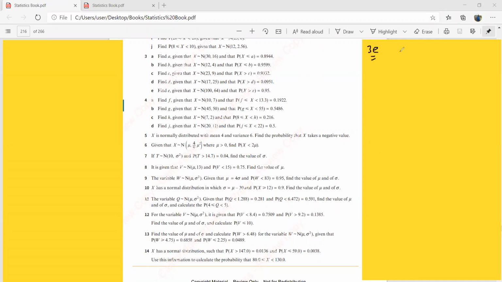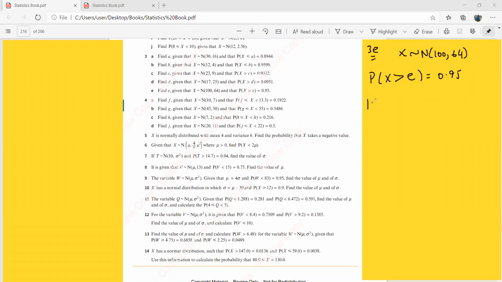In this 3e, we have been given that X is normally distributed with a mean 100 and a variance which is 64. And then it says find E such that the probability that X is greater than E is 0.95. You can see this is greater than, and there is such a big probability. So we can have the big probability with the less than sign, and with the greater than sign it should be less than 0.5. So just keep in your mind that this is a negative value here.